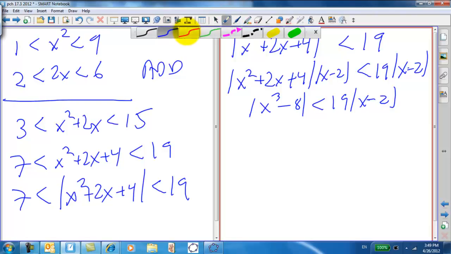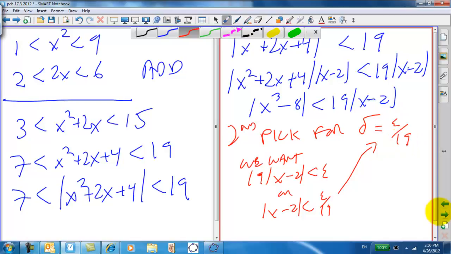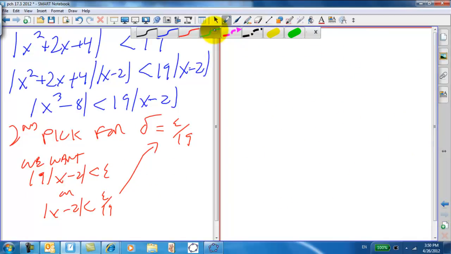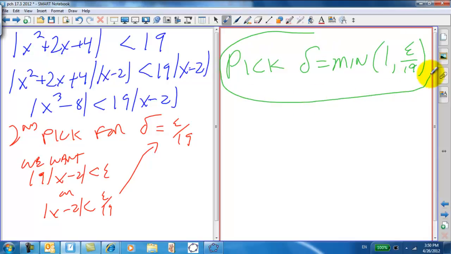Now we go ahead and make our second pick for delta. And in this case, it's not just going to be 1. We want 19 times absolute value of x minus 2 to be less than epsilon, or absolute value of x minus 2 to be less than epsilon over 19. So therefore, our pick is going to be epsilon over 19. Now to finish the proof though, you have to say pick delta equal to the minimum of 1 or epsilon over 19. There you go. And we stop there because I didn't give you a specific epsilon in this one.